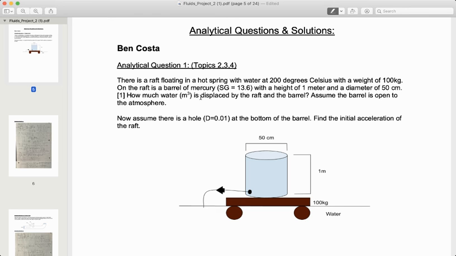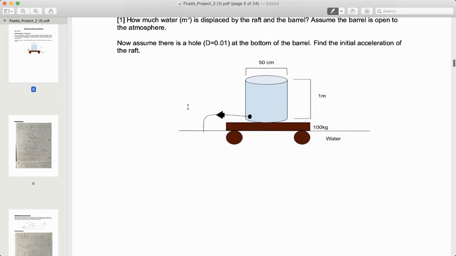And it asks how much water is displaced by the raft in the barrel, assuming the barrel is open to the atmosphere. And then assuming that there is a hole at the bottom of the barrel with a diameter of 1 centimeter, find the initial acceleration.